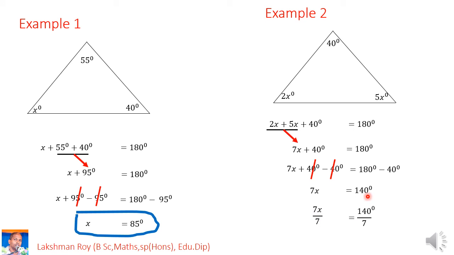Then the right-hand side should also be divided by 7, right? To remove this multiplied 7, you can cut this 7 and 7. Only x remains. 140 divided by 7 means 20 degrees. So that is the value of x, right? So that is another example, right?